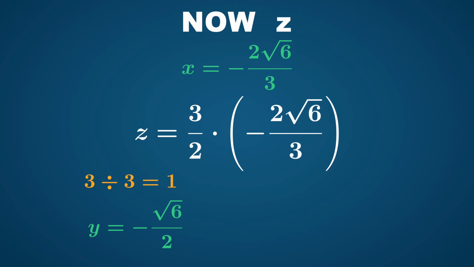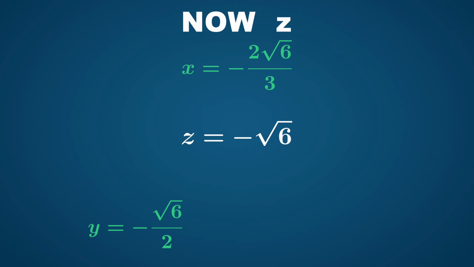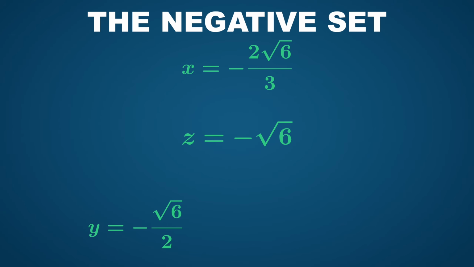The 3 in the numerator cancels completely with the 3 in the bottom. The 2 in the numerator cancels perfectly with the 2 in the bottom. We are left with just the negative sign and the square root of 6. Our calculated value for z is simply the negative square root of 6. We now have the complete and accurate set of values for the negative case.